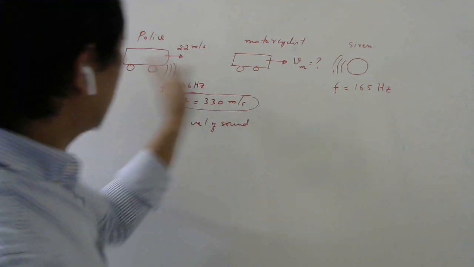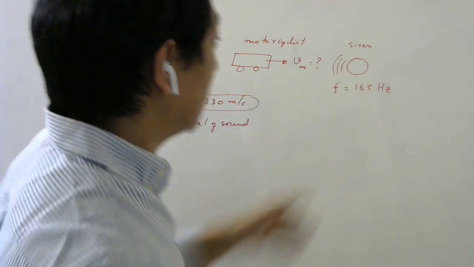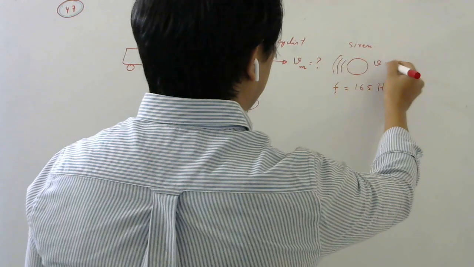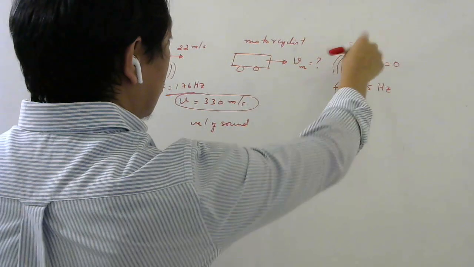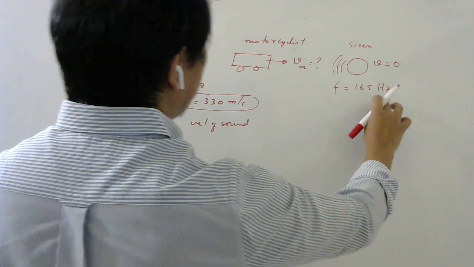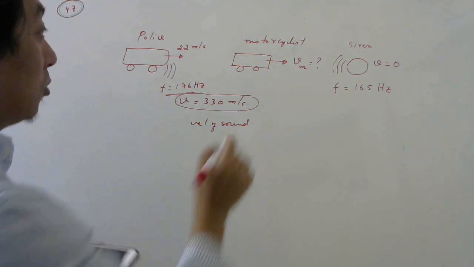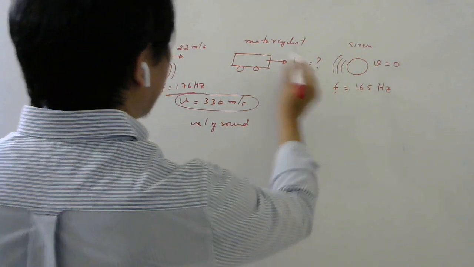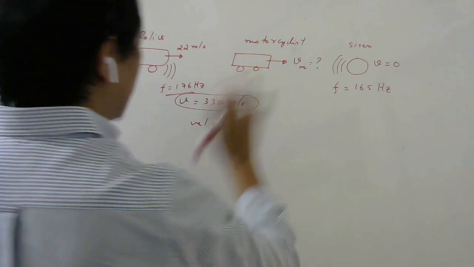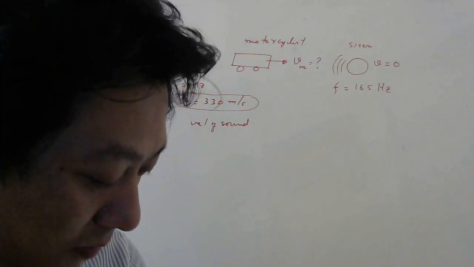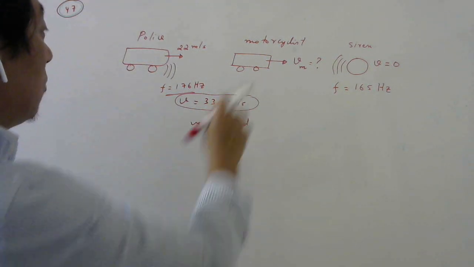Both are moving towards a stationary siren. This is stationary, so its velocity is 0, and the siren is emitting sound of frequency 165 hertz. The question is: what should be the velocity of the motorcyclist so that he does not hear any beats? Now, why will he hear beats?